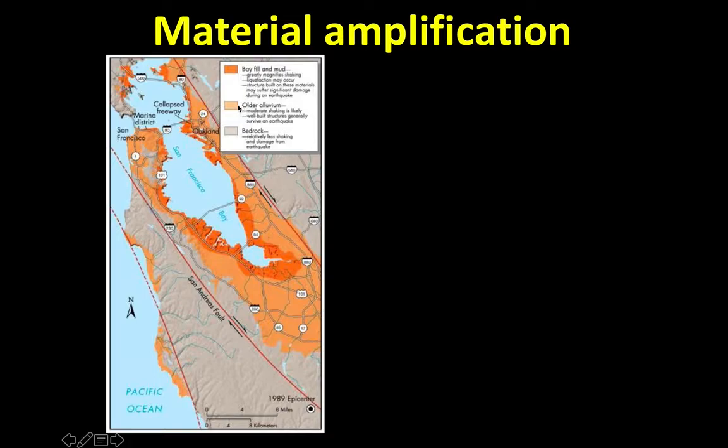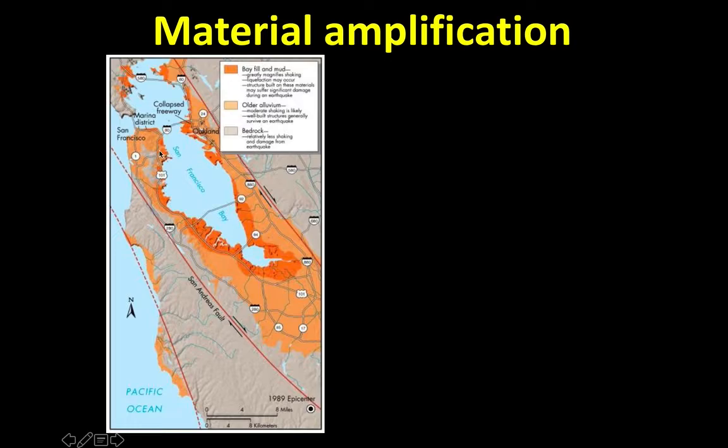All of this lighter colored stuff is older material, which is alluvium. Remember, this is gravel and sand. Only this area here is actual solid rock. This stuff is all soft sediment of various depths, and this is the weakest of all. Ironically, that's where most of the people are going to be living.